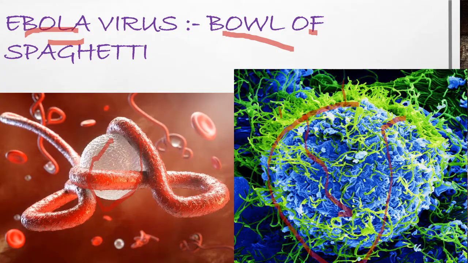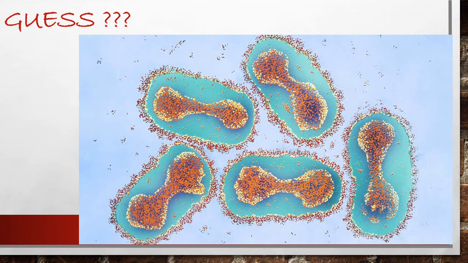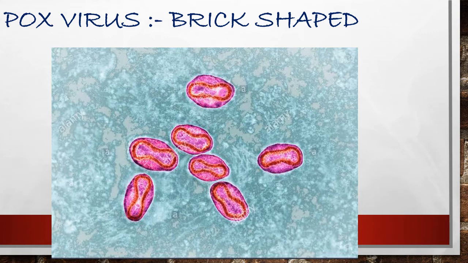Now let's move to the third shape. Guess this shape, guys. It's looking like something. I am giving you a little hint: it's looking like a box. So guess the shape. If something looks like a box, then what can it be? I have given you a very big hint. Hope you all got your answer. It's pox virus, guys.